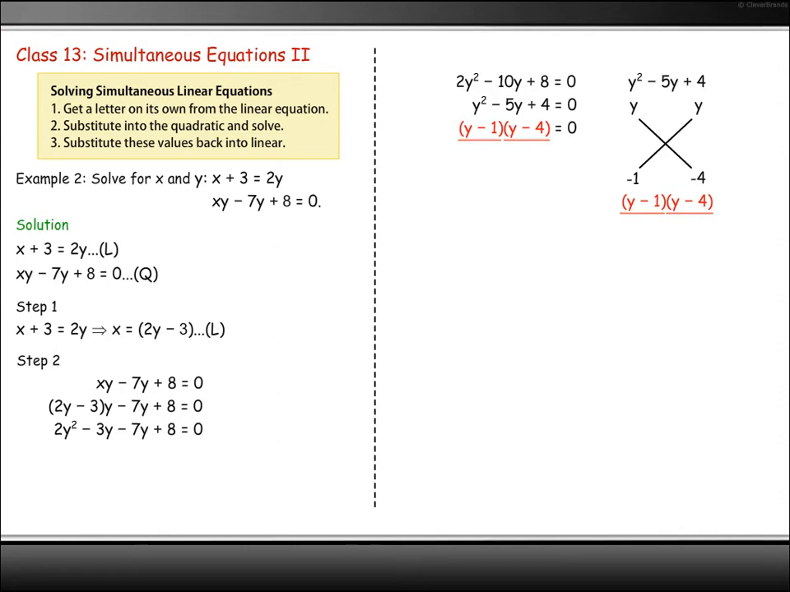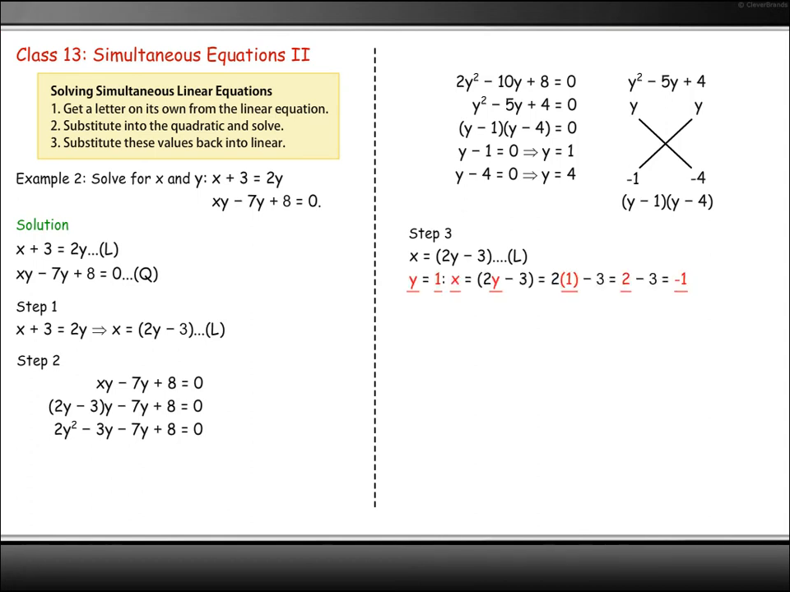Put each bracket equal to 0 and solve for y, giving y equals 1 and y equals 4. Step 3. Substitute these values for y back into the linear equation. Firstly, replace y by 1 to get x equals minus 1. And then replace y by 4 to get x equals 5.